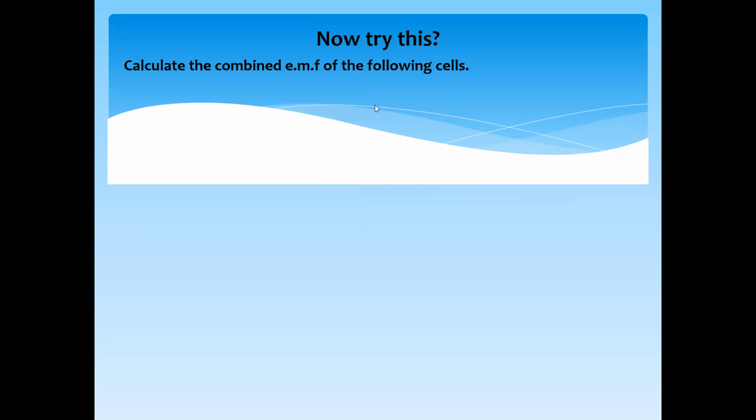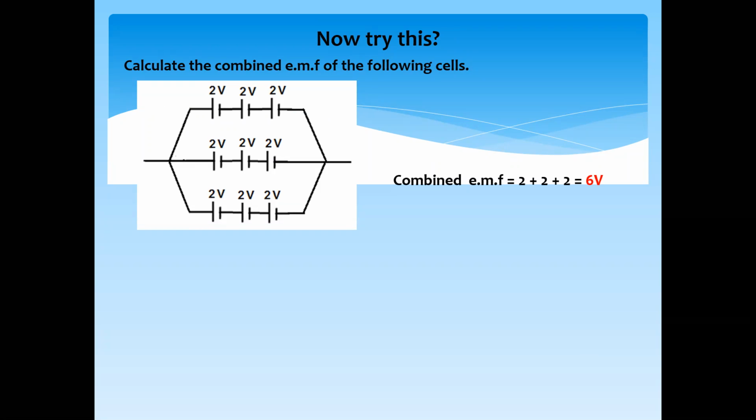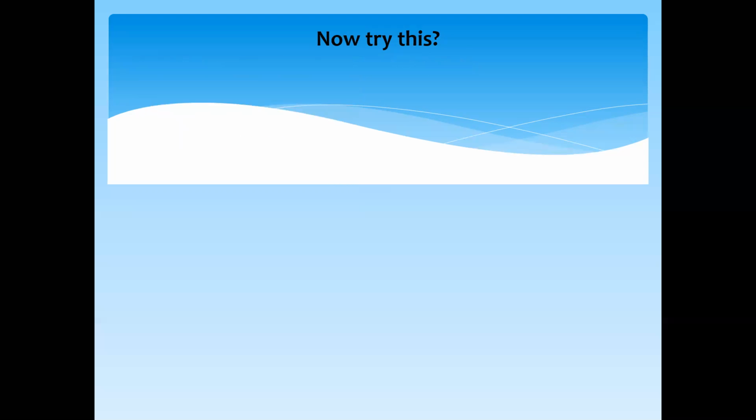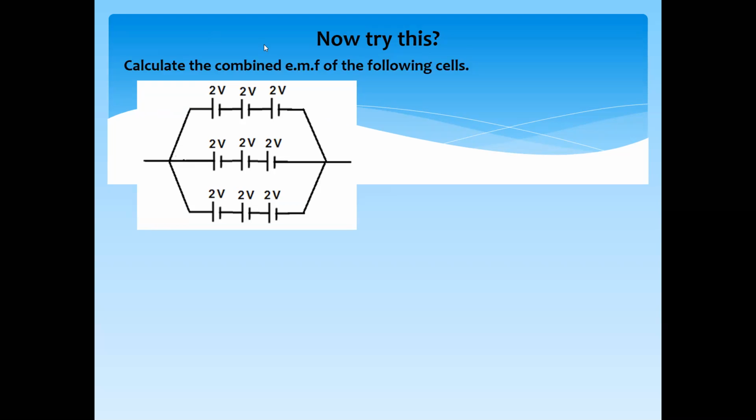But sir, the total is 18. No, the thing is, in parallel the voltage is the same. So 2 plus 2 plus 2, that's 6 volts. And this is also 6, but all are in parallel. If all are in parallel, the voltage is the same. It means the total voltage they will provide is 6 volts.